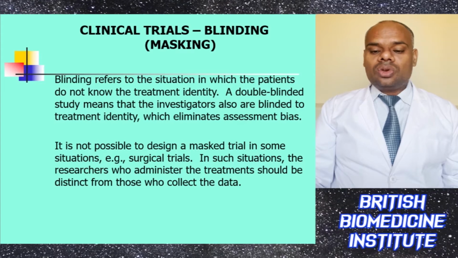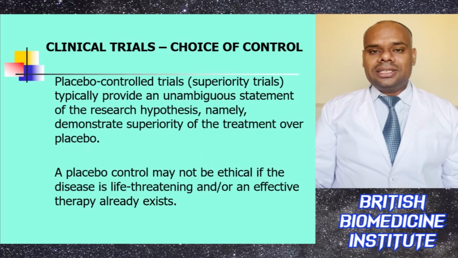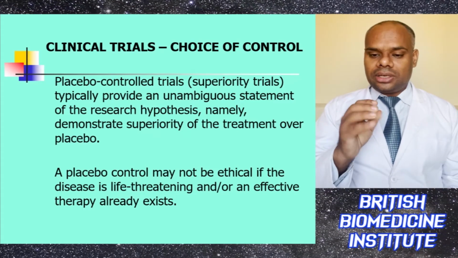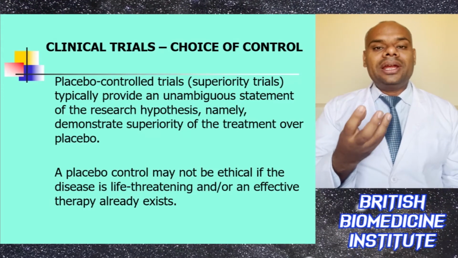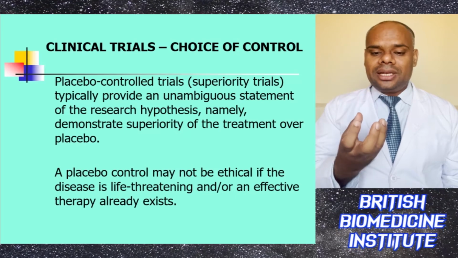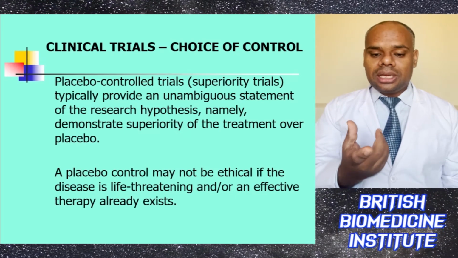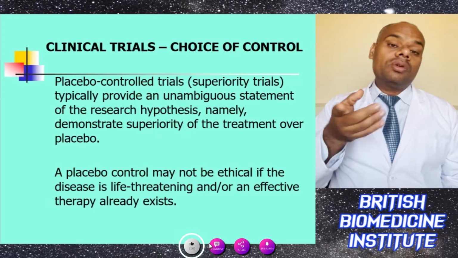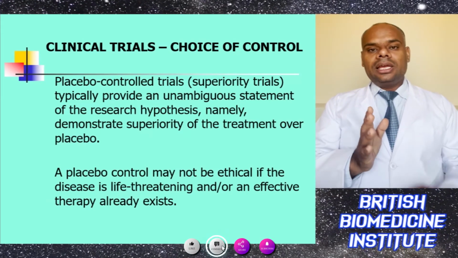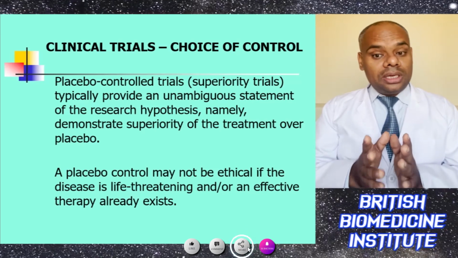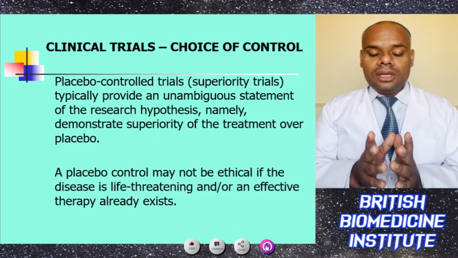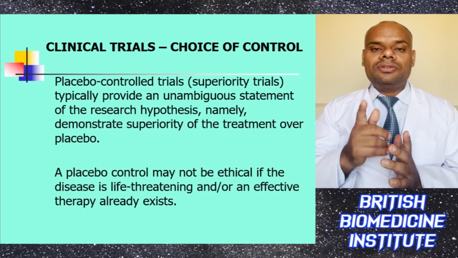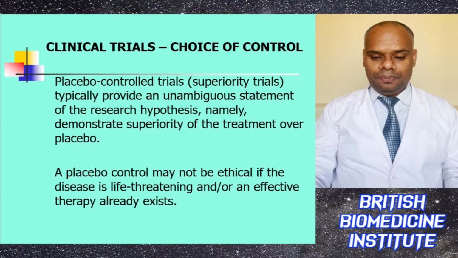So under choice of control, or we can say placebo controlled trials, basically these are superiority trials, and they typically provide an unambiguous statement of the research hypothesis, namely they demonstrate superiority of the treatment over the placebo. And a placebo may not be ethical if the disease is life-threatening or an ineffective therapy already exists.